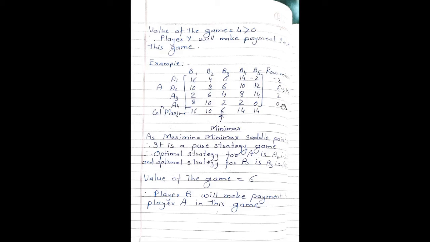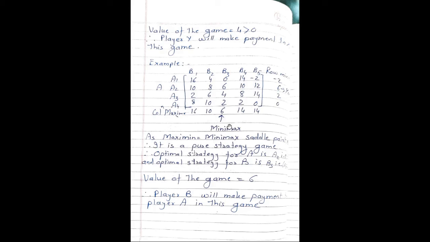After recognizing the maximin value, we'll find the minimax value by writing column maxima at the bottom of the table. 16, 10, 2, 8. Maximum value is 16. 4, 8, 6, 10. Maximum value is 10. 0, 6, 4, 2. Maximum value is 6. 14, 10, 8, 2. Maximum value is 14. Minus 2, 12, 14, 0. Maximum value is 14. Among these maximums, we will pick up the minimum value and we call that value as minimax. So 6 becomes minimax.